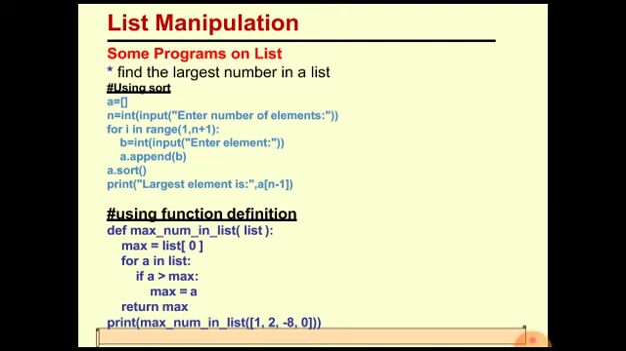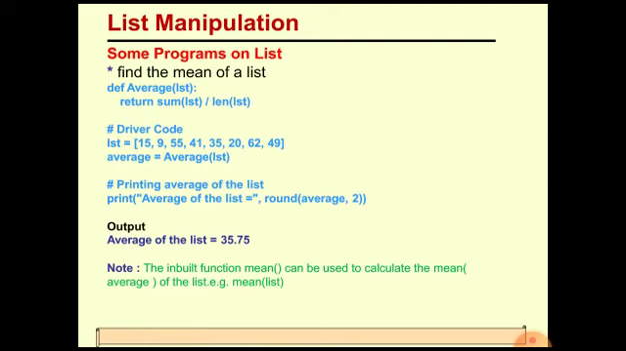Okay, now finding the mean of a list. The second program is to find the mean of a list. See, the mean program is very simple. All of you know what the mean is. Mean means the total of a number of quantities divided by the number of quantities. That will give you the mean or the average of any particular quantity. Now we want to find the mean of a list, meaning the mean of all the elements of a list.